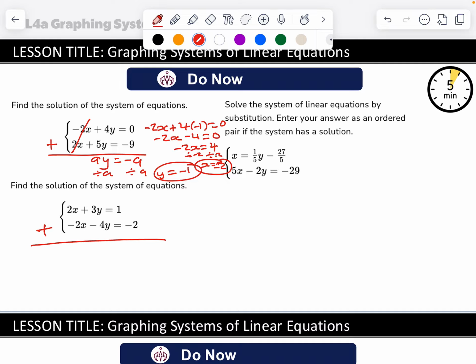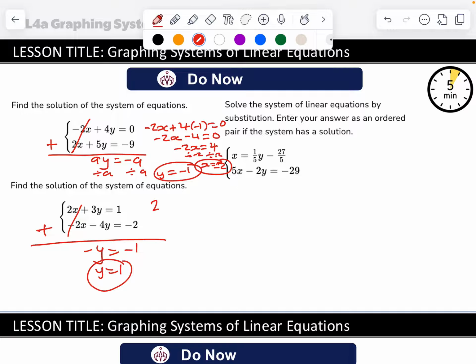Next one, same again, we're going to add them together, so they'll cancel out. 3 add negative 4, a positive and a negative make a negative, so it's going to be negative y. And then 1 plus negative 2 is going to be negative 1. So that means y equals positive 1.